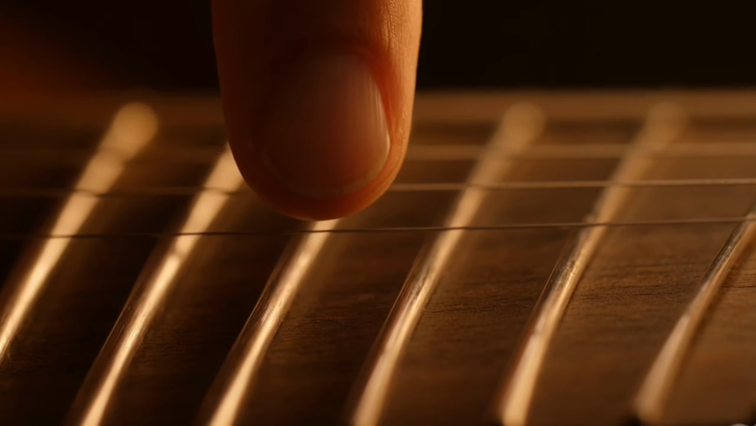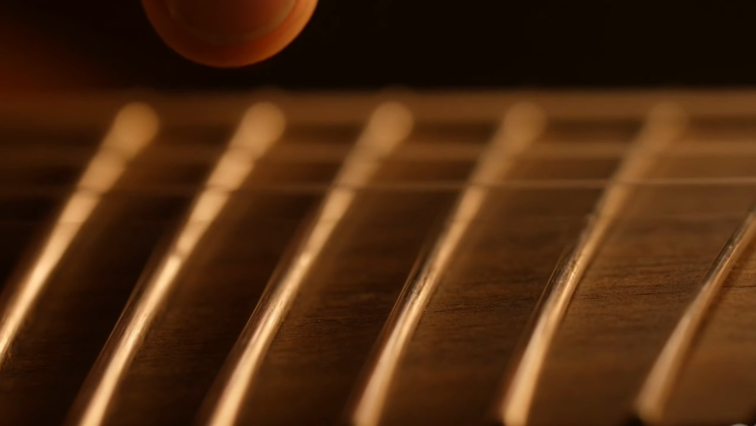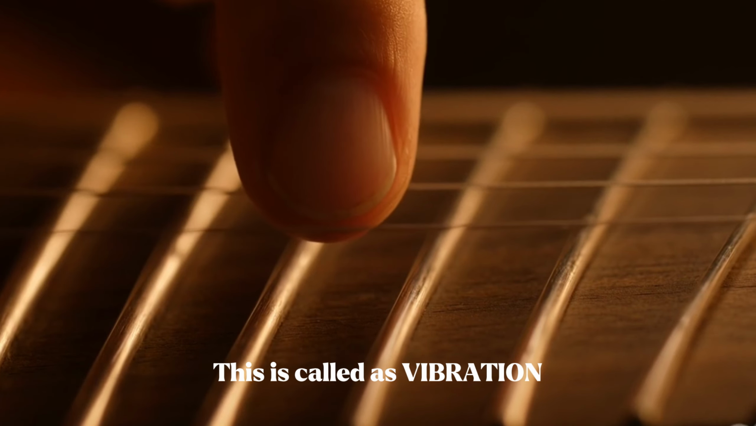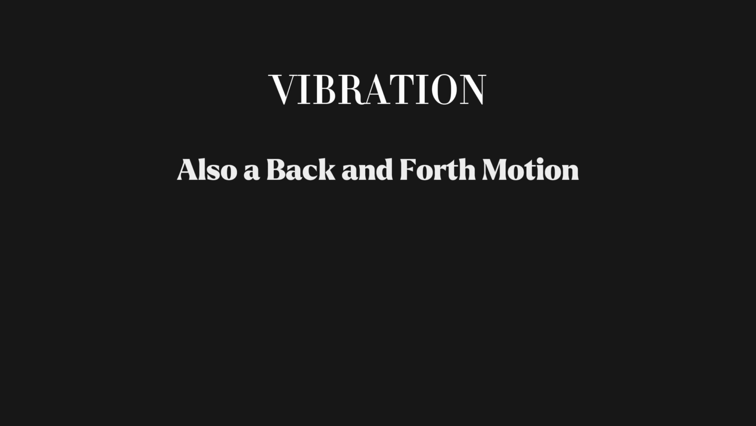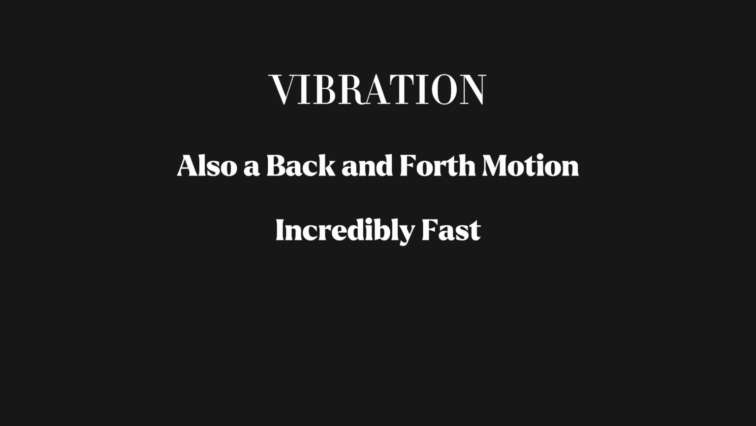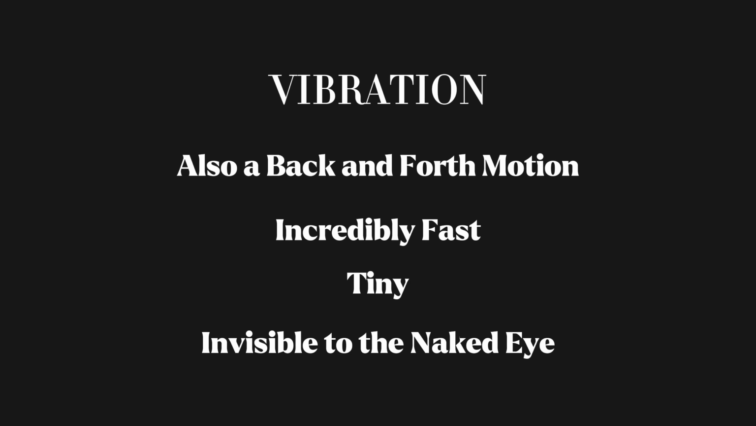Now remember the guitar we saw? What happens when you pluck a guitar string? It moves so fast that your eyes just can't track it. It looks like nothing but a blur. That is what we call vibration. It is also a back and forth motion, but it's incredibly fast, tiny, and often invisible to the naked eye.